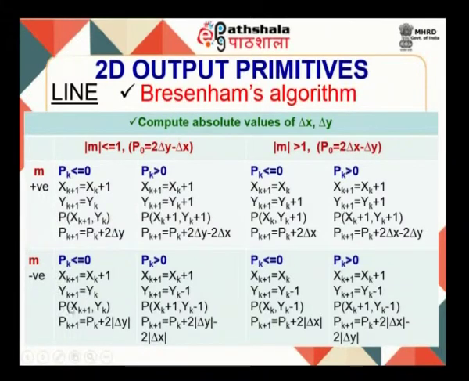Here the set of equations are given, you can refer to these equations, and as you notice here there is the modulus. Even if the slope is negative you should not be using negative values for delta y and delta x, you should be taking only the magnitudes. For mod m greater than 1 and m negative, we have the other set of equations shown here. So, you can sit and make a note of all these, so that for whatever line type you should be able to choose the right set of equations.